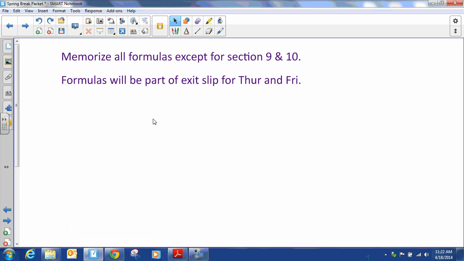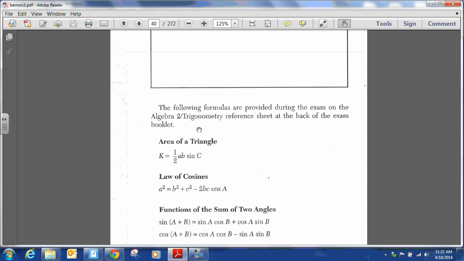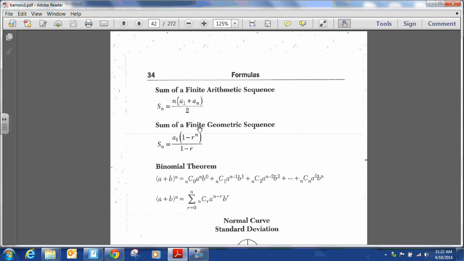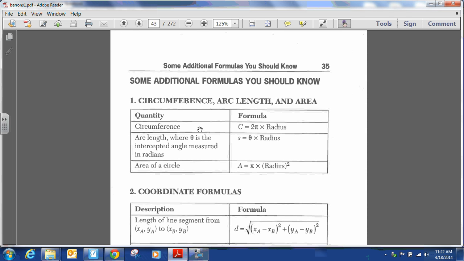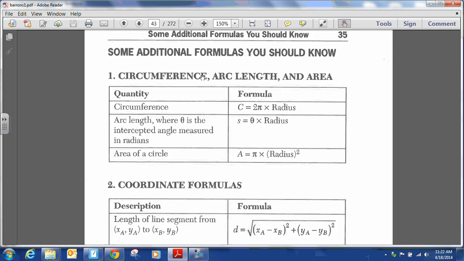Also, don't forget to memorize all your formulas except for section 9 and 10. The formulas will be part of your exit slips for Thursday and Friday. So, these are the formulas that are given to you during the Regents. These are the formulas that you need to know, that you should know, you need to memorize. So these are the ones I gave you.